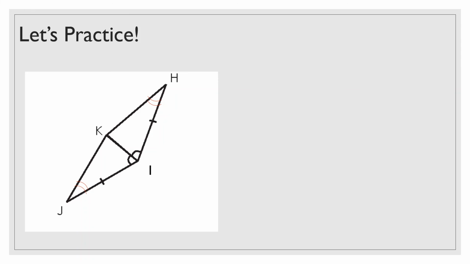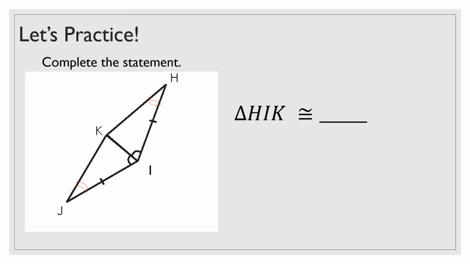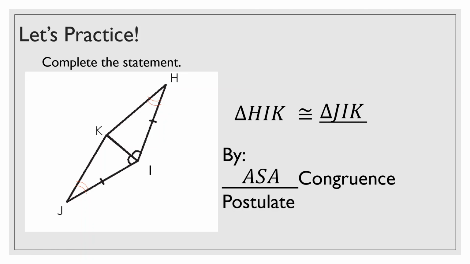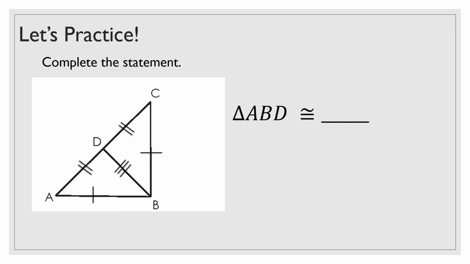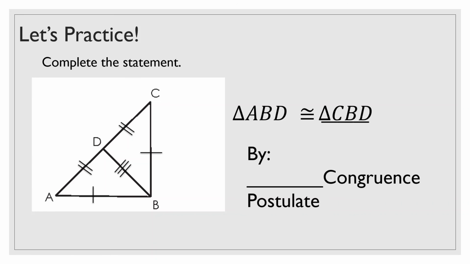How about on this figure? Triangle HIK is congruent to what triangle? If you answered triangle JIK, then you are correct. By what postulate? Yes, by ASA congruence postulate. Let's try another. We're going to complete the statement. If we have triangle ABD, congruent to what triangle? The correct answer is triangle CBD. By what congruence postulate? The correct answer is by SSS congruence postulate.